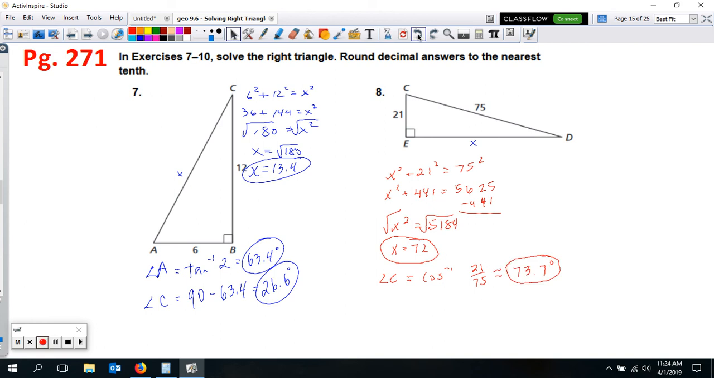So 73.7 degrees is angle C, and then the other angle, you do the same thing like we did over here, with just 90 minus that 73.7. So 90 minus 73.7 is 16.3. And now this triangle is solved.